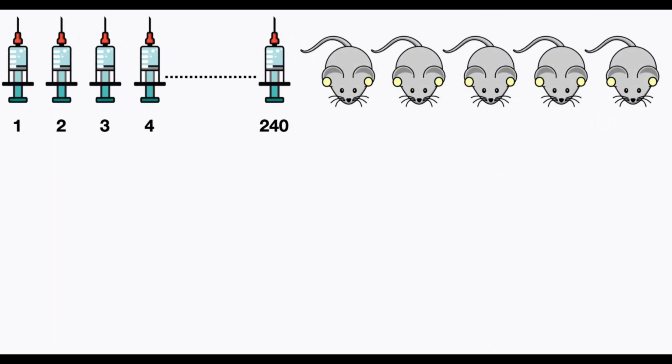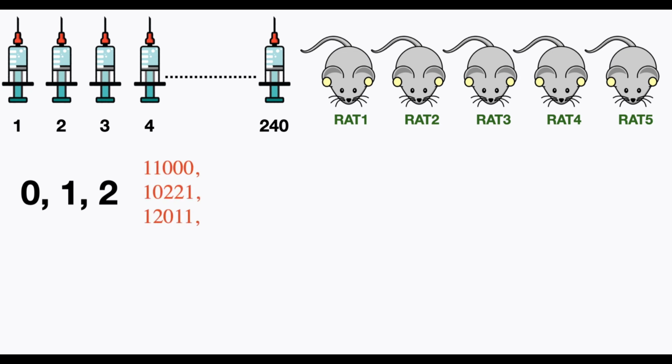Let's start solving this by naming the rats as rat 1, rat 2, rat 3, rat 4 and rat 5. Our next step is to label each injection with a number. We are using a 5-digit number with 0, 1 and 2 being the only digits in them. For example, our labels will look like 11000, 10221, 12011, etc.